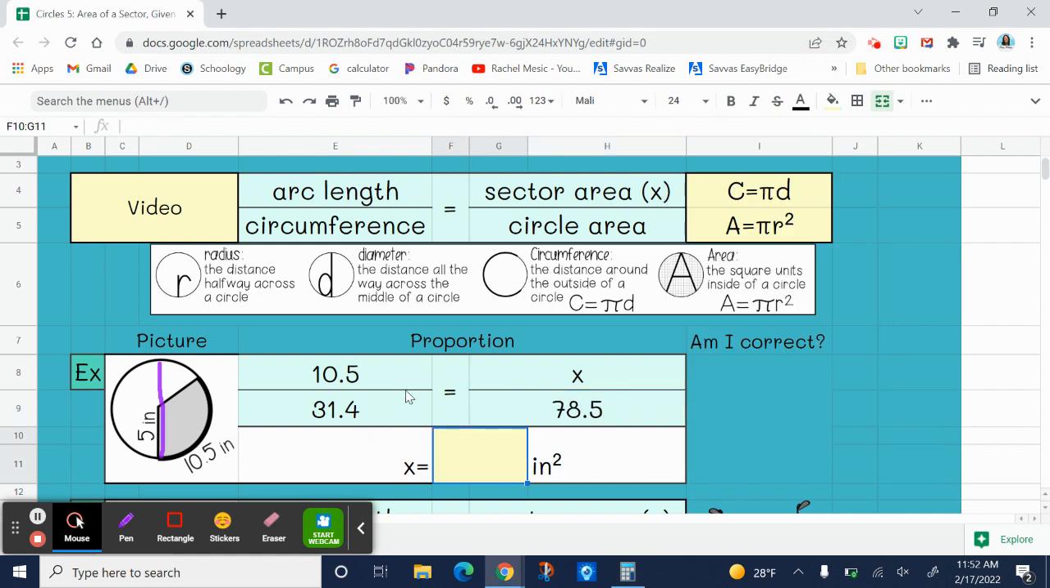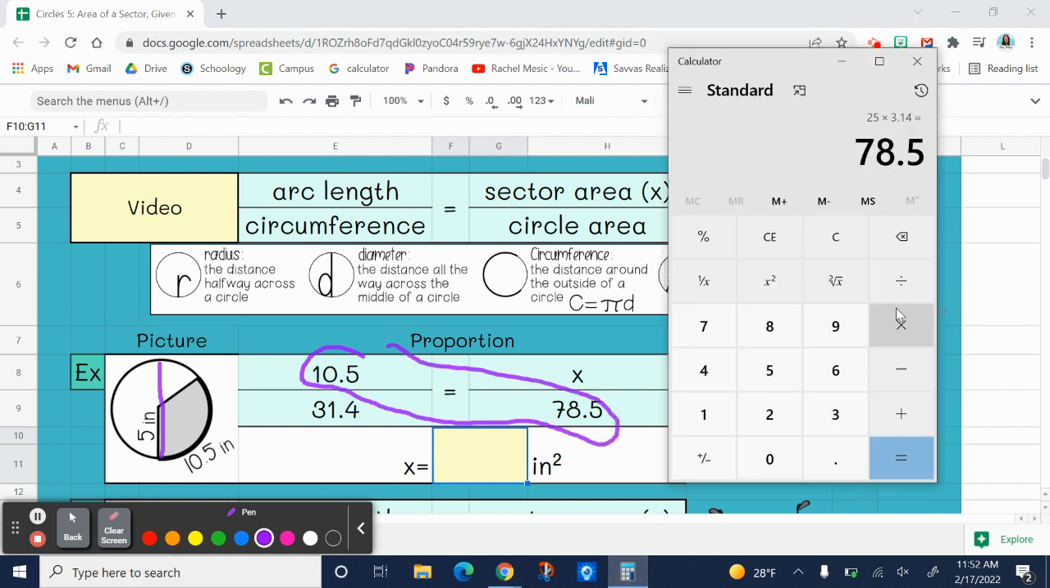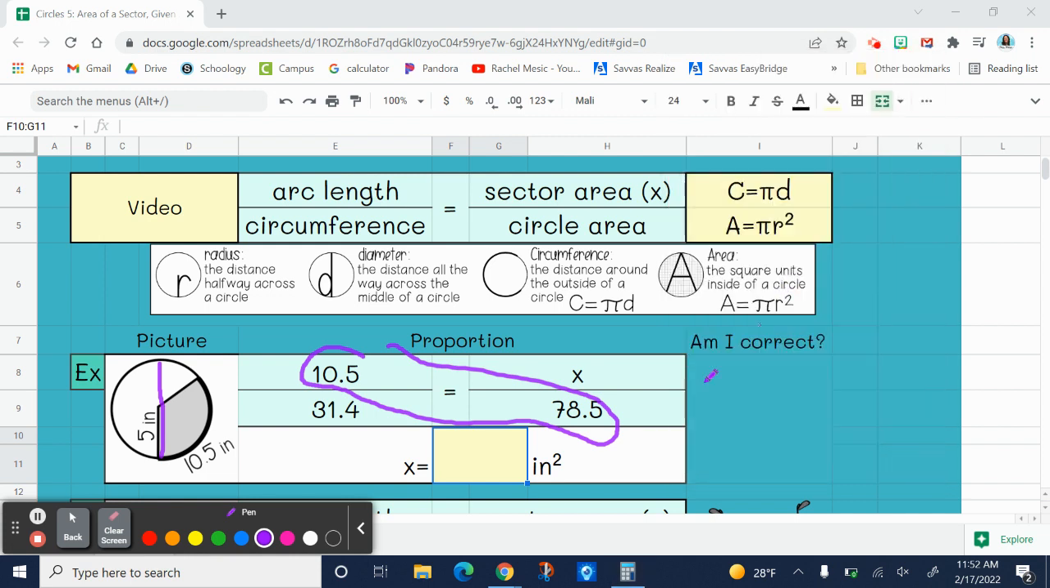And then we have to solve this proportion. It's going to be challenging to use arrows, so let's cross multiply. We'll multiply this way, and we'll use our calculator. So I already have this number in here, so I'm going to multiply it by 10.5. So we get 824.25.